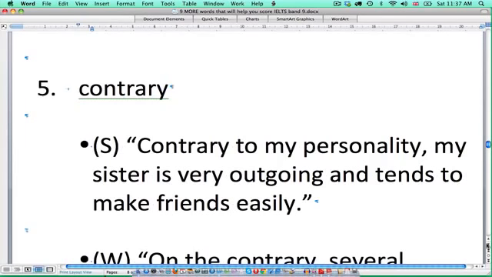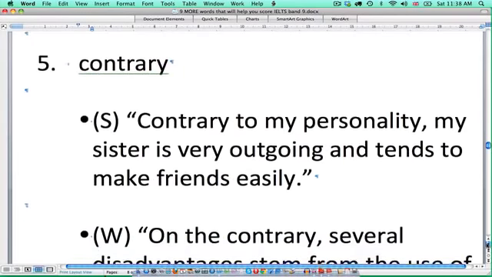So when you say a sentence like this, the examiner knows that you are saying that you are an introverted person, and here you're talking about your sister, who's the opposite, is outgoing and easily makes friends. So their personality is the opposite of yours.